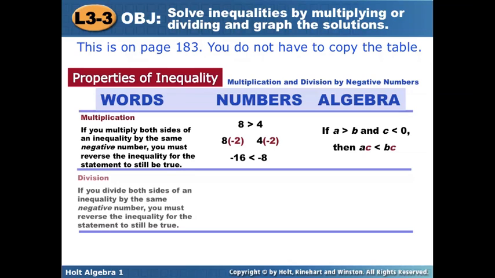The same works for division. If you divide both sides of an inequality by the same negative number, you must reverse the inequality for the statement to still be true. Let's see an example. We have 12 is greater than 4, which is true. When we divide by the same negative number on both sides, we now have that -3 is less than -1, which is true. Notice again, we had to flip the direction of the inequality symbol in order for the statement to stay true.